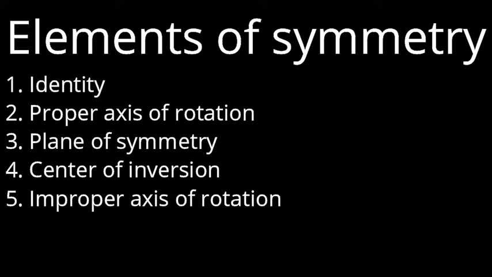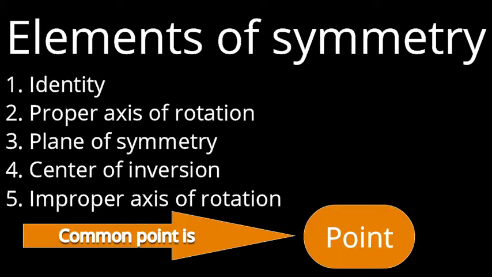Third one was plane of symmetry. It is a lamina. It is a cutting of the molecule into equal halves. So what can be the common in the plane, line and the identity? Considering all possibility, at least one point will be common. Fourth one was center of inversion, a point present at the center of the molecule. Means what is the common among all? A point is common.